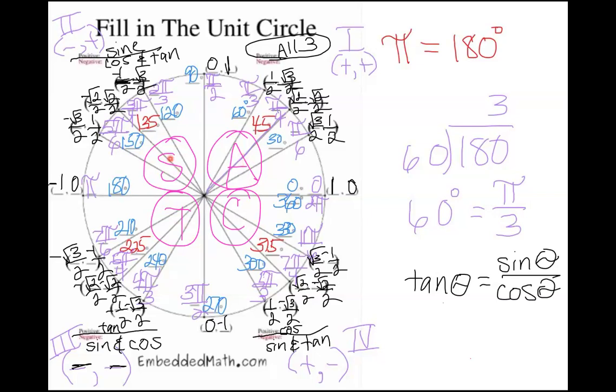Anyway, all students take calculus. They're all positive in the first quadrant, then sine only, tangent only, and cosine only. So ASTC, however you can remember that. That gets your unit circle all filled out, and I will make sure you have a copy of it to check to make sure that you got all of that right. Okay.